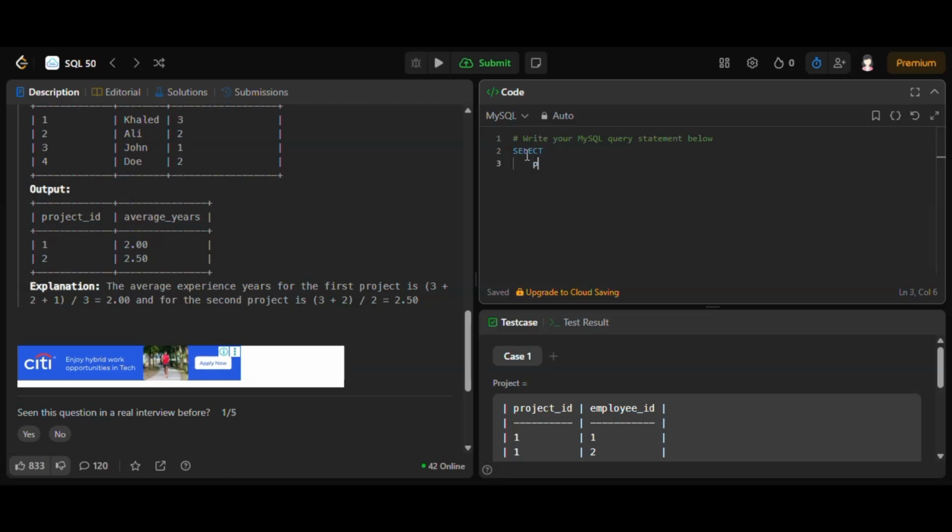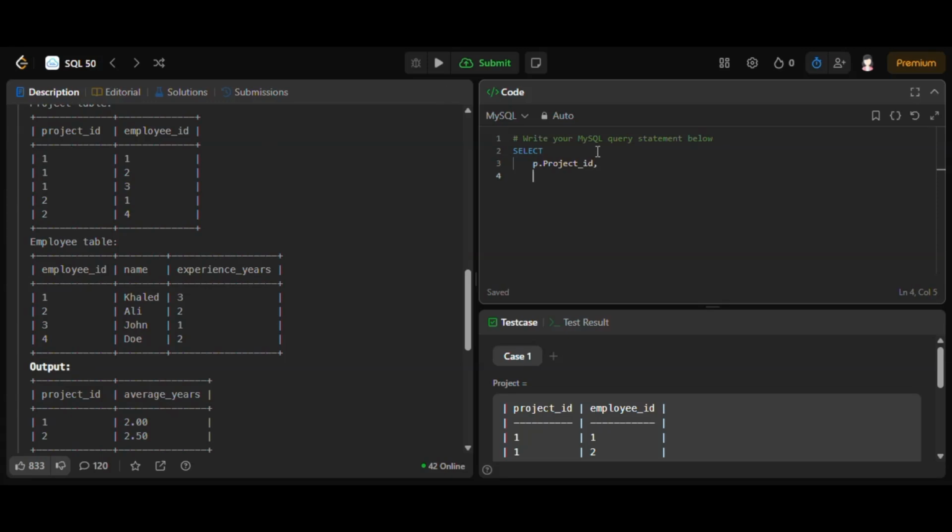Select p.project_id, that is project ID from the project table, comma, we are going to calculate the average years of experience which is in the employee table. So average of e.experience_years. Okay, and we are going to round it to 2 decimal places, and the name of that column is average_years.